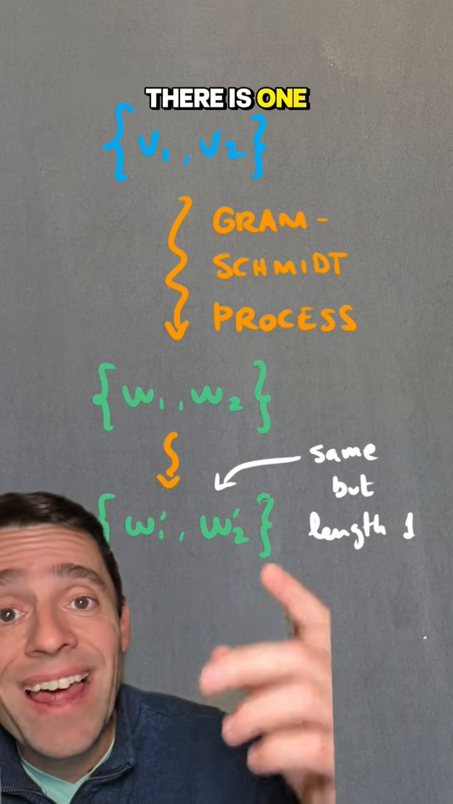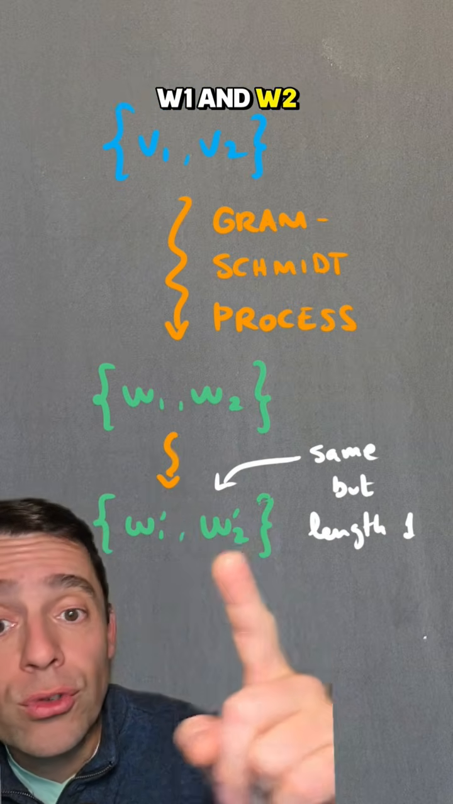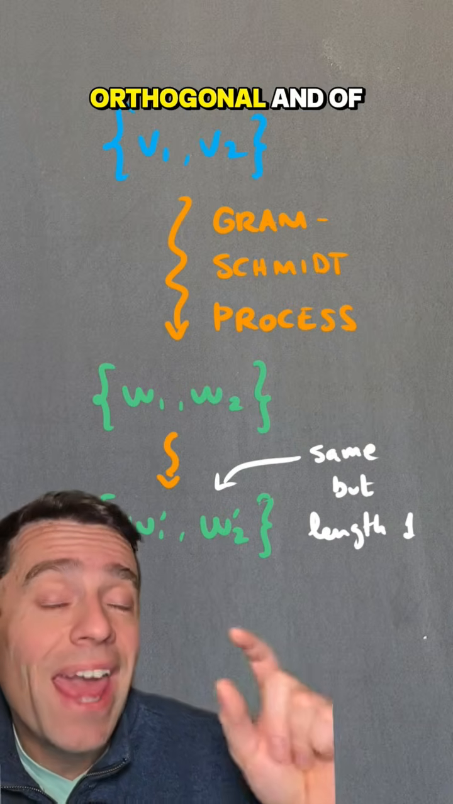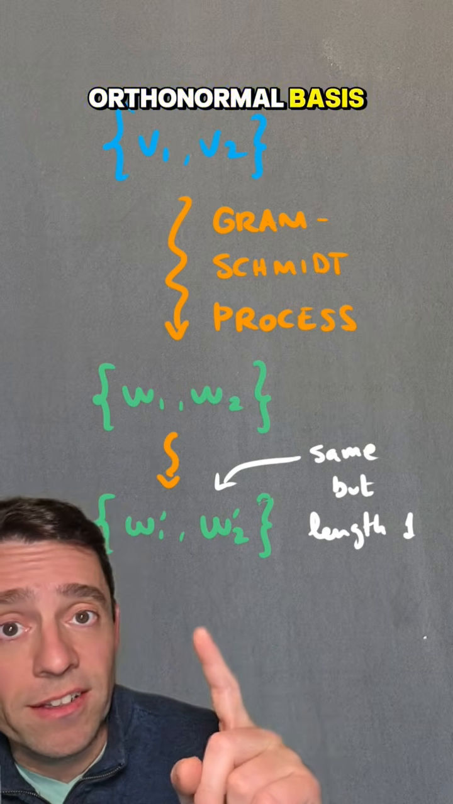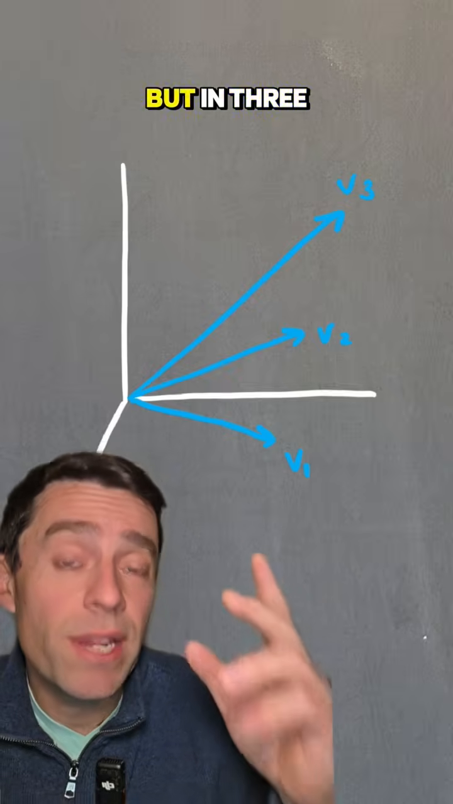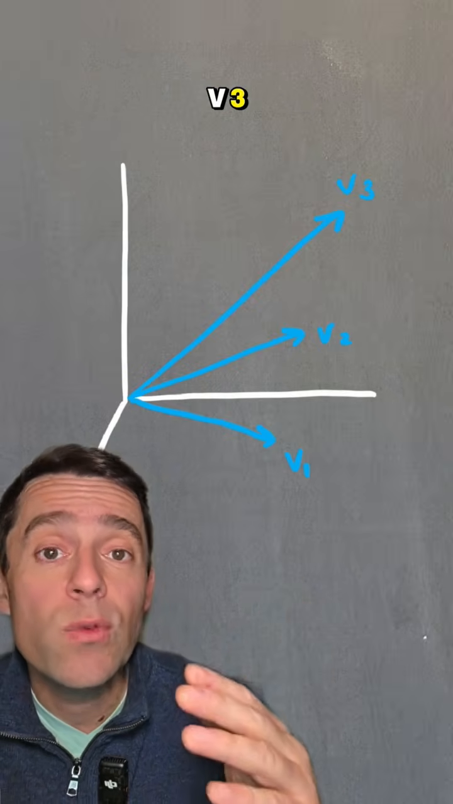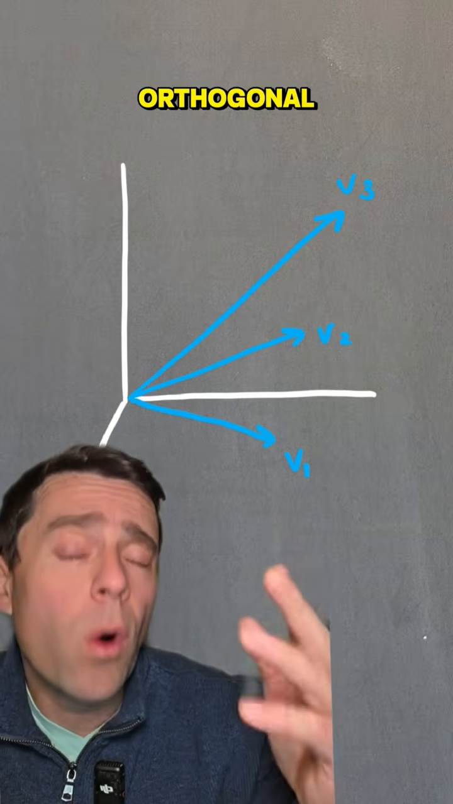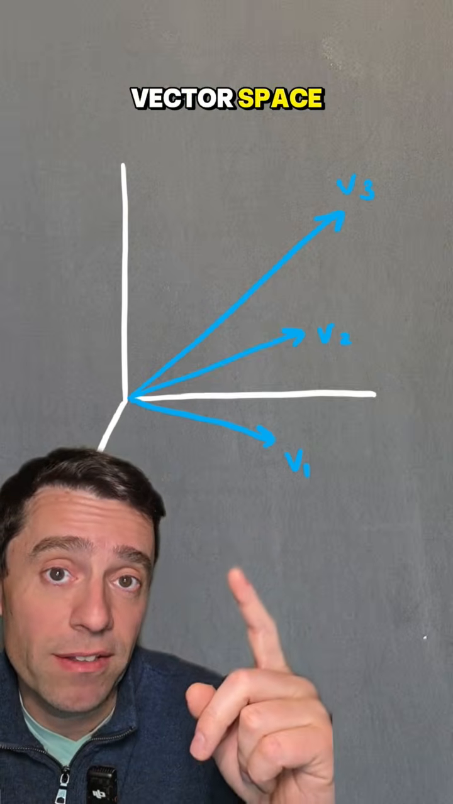And in fact, there is one last step, which is scaling w1 and w2 to some other vectors of length 1. So these are orthogonal and of length 1. So it's what we call an orthonormal basis. Now let's do this again, but in 3 dimensions. Start with vectors v1, v2, and v3, which span some vector space. And we want to find an orthonormal basis that spans the same vector space.